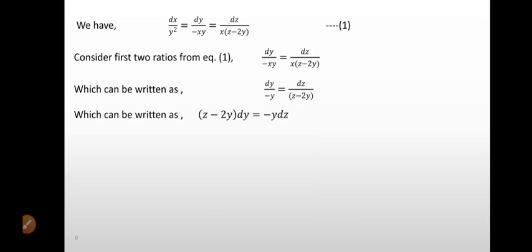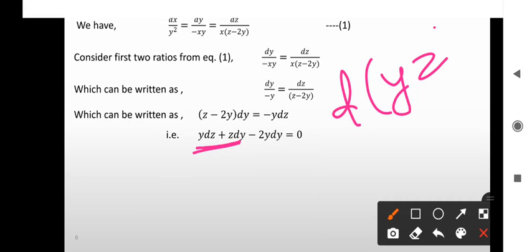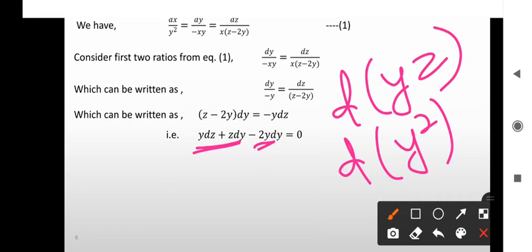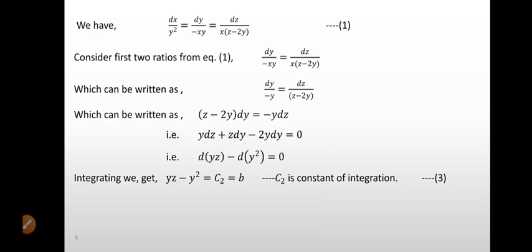By cross multiplication we can write z minus 2y into dy equal to minus y dz. On simplification we get y dz plus z dy minus 2y dy. These first two terms are nothing but derivative of yz, and this 2y dy term is nothing but derivative of y square. So we can write this as d of yz minus d of y square equal to 0. Integrating we get yz minus y square equal to c2, which is also called as b. So we got here second solution.